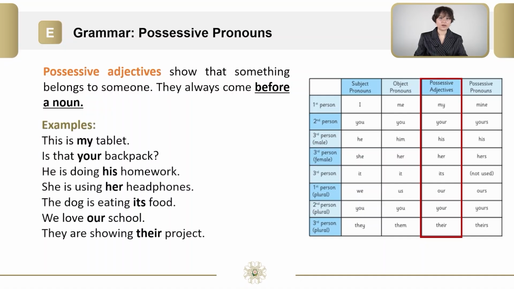Let's take a look at examples. This is my tablet. As you can see, after possessive adjective, we have a noun, tablet. Is that your backpack? He's doing his homework. She's using her headphones. The dog is eating its food. We love our school. And lastly, they are showing their project.